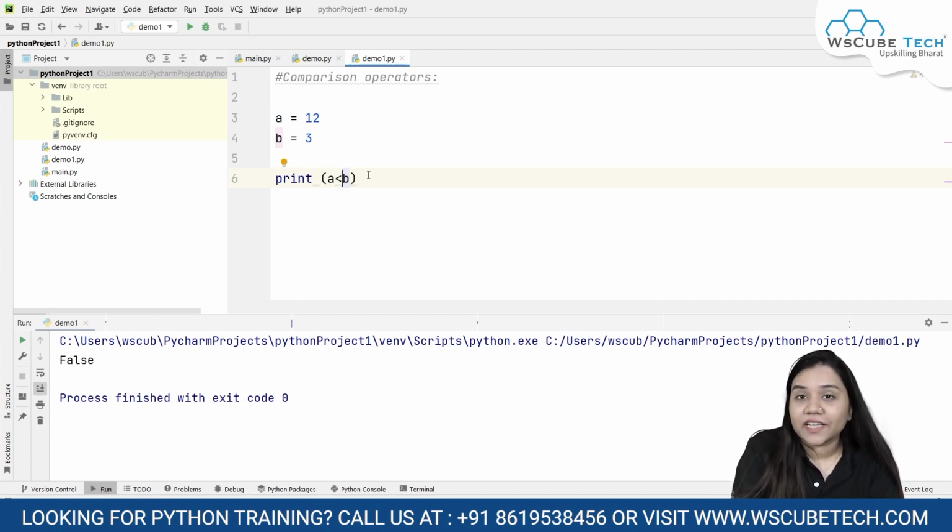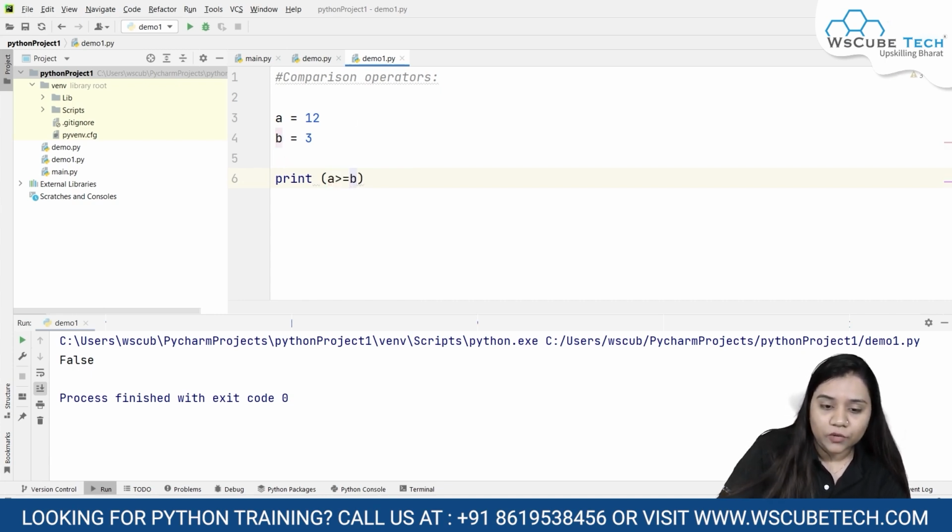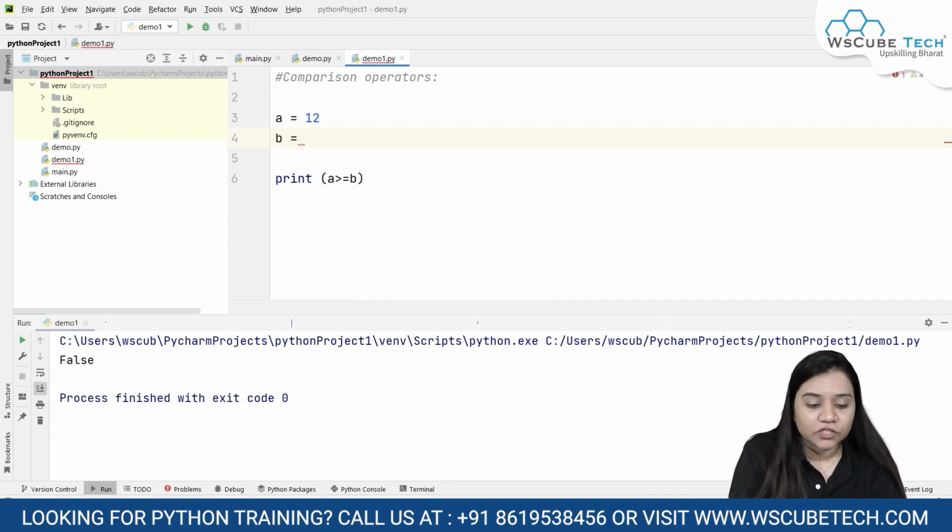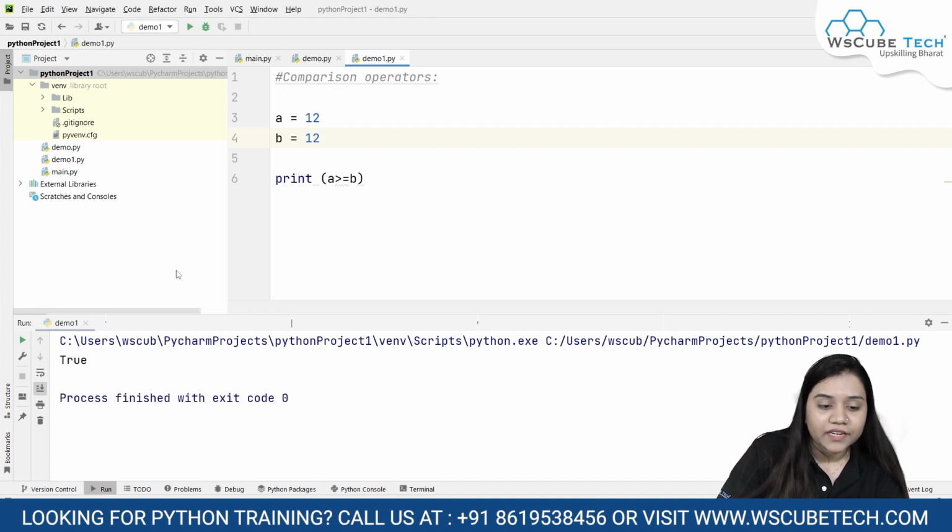Talking about our third scenario, we have greater than and equal to. So A is greater than and equal to B. In this case, suppose I change the condition over here so that in both the variables I write 12, and if I run it, it gives me True. Why? Because A is greater than and equal to B.